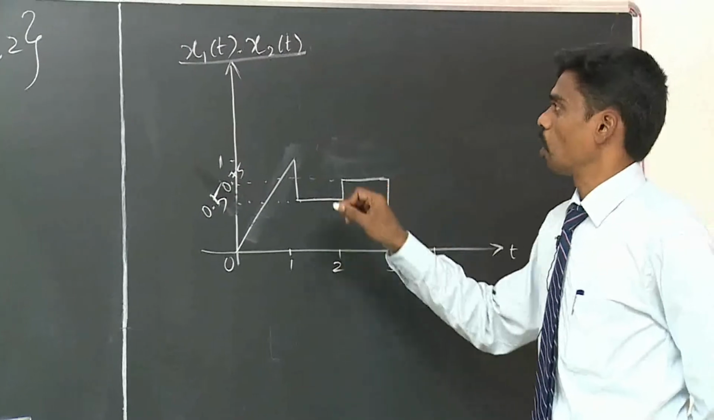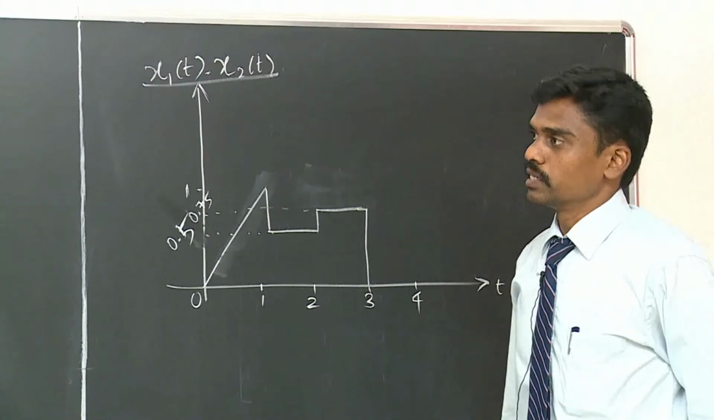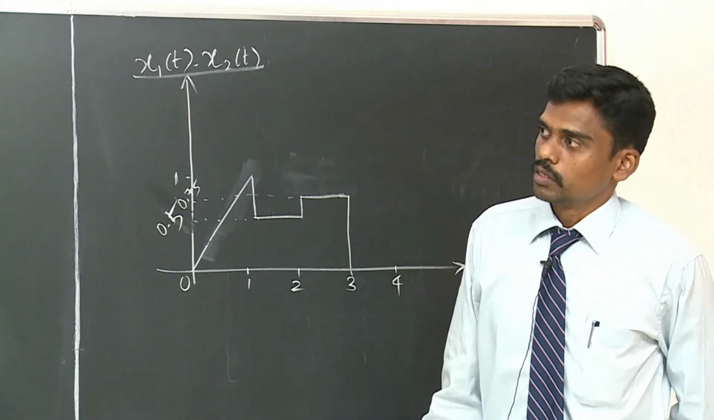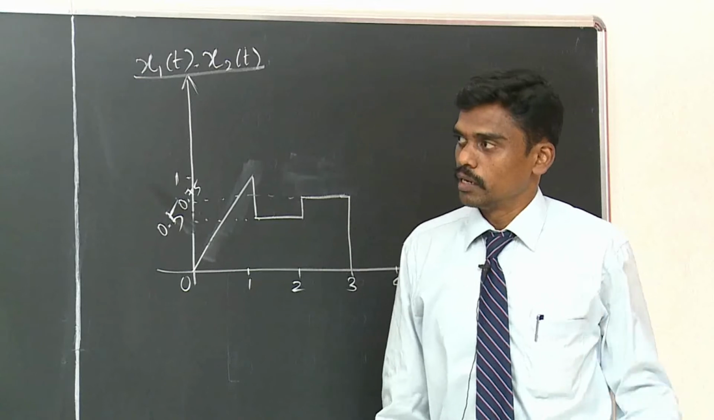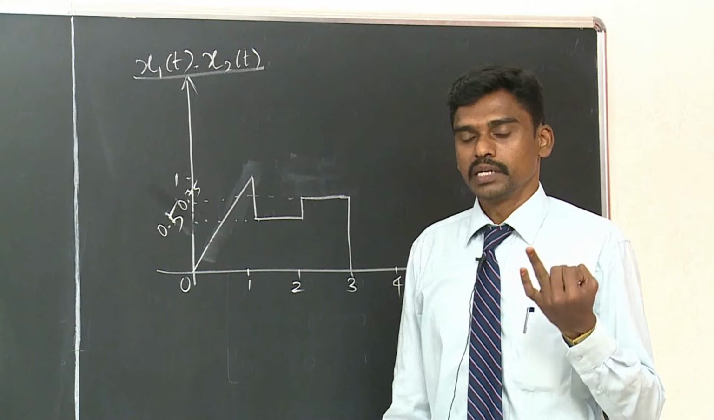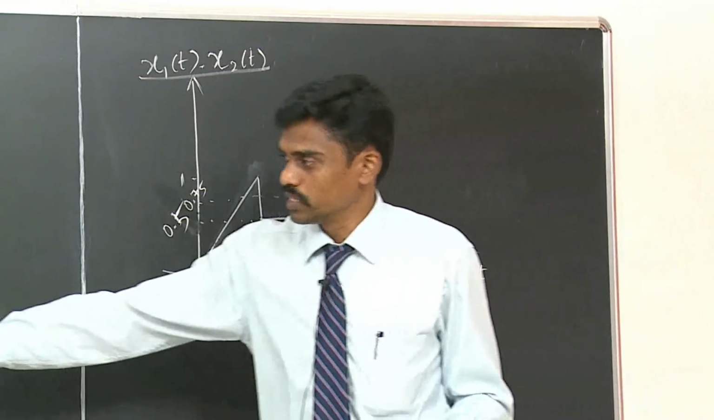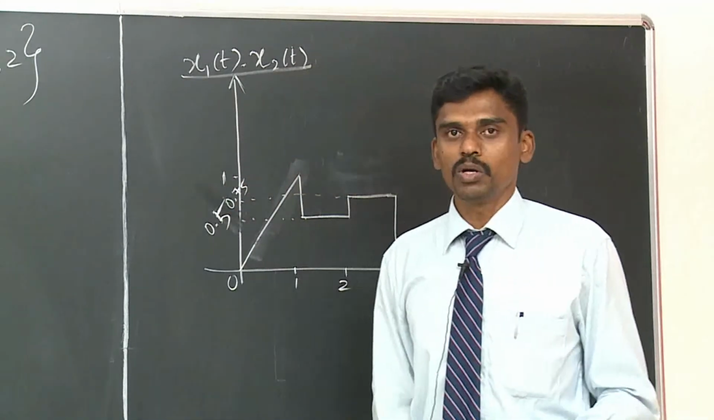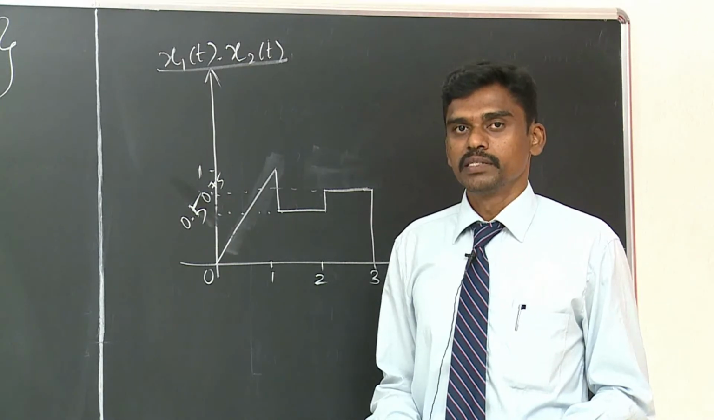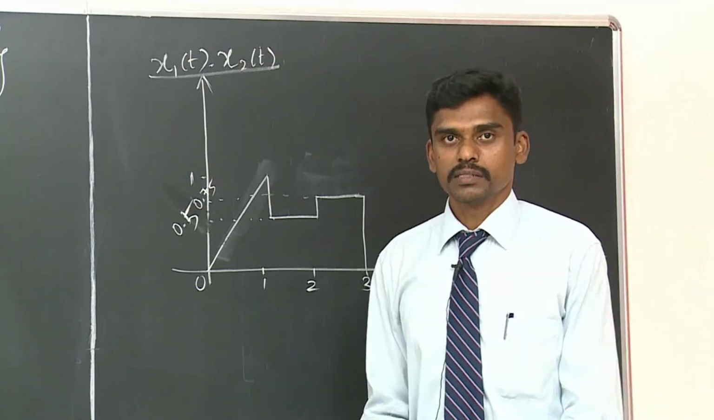So this will be the product of x1 of t and x2 of t. So this is all about the signal operation. These are the basic operations we can perform on signals: time shifting, time reversal, time scaling, amplitude scaling, signal addition, and the sixth one, signal multiplication. So this is all about the basic operations on signals. So far we have seen 6 basic operations performed on signals.